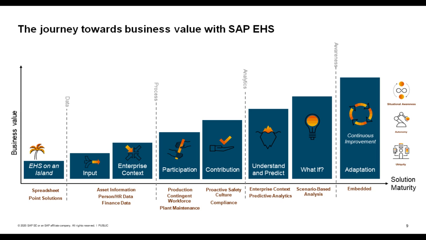I mentioned EHS on an island. There are certain functions or departments where they may be using a point solution that's separate from their main manufacturing systems or ERP systems. There may be just spreadsheets and other basic tools being used to track basic data. But as you move towards the right, you see an evolution where there's a certain level of data integration to start with. You're grabbing HR data, financial data, purchasing, or asset information for equipment and functional locations and production units. All that can be made directly available to the EHS function to provide a level of enterprise context to make better decisions and more streamlined information coming in.